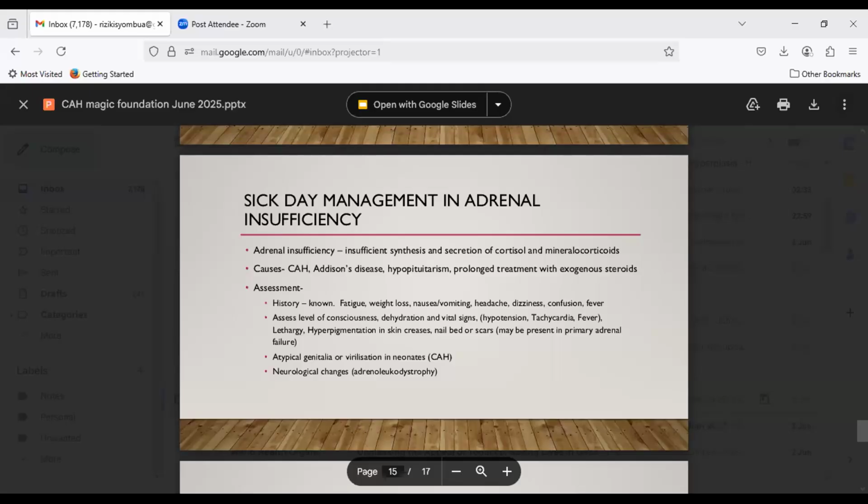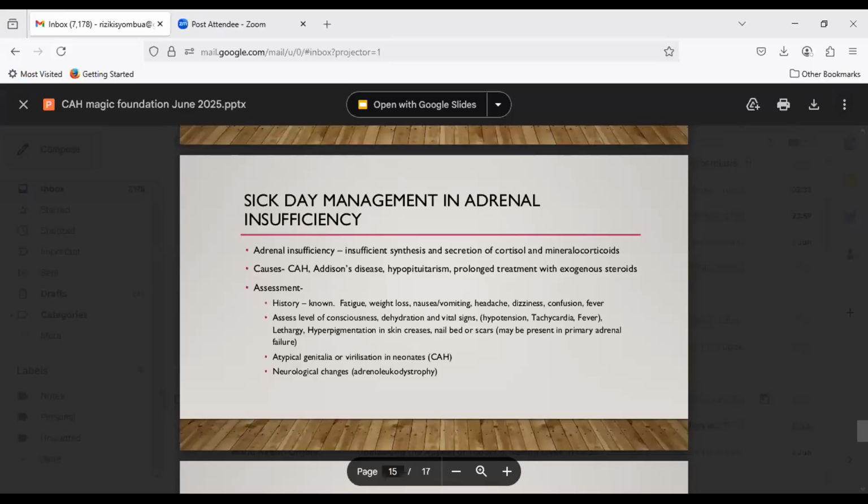With the history, these patients will come either known to have adrenal insufficiency, or if not known, you may have a history of fatigue, weight loss, nausea, vomiting, headache, dizziness, confusion. And some may have fever. Potentially, fever would be the infection that triggers the adrenal crisis. As you examine them, you look at the level of consciousness, the level of dehydration, and your vital signs. They are lethargic.